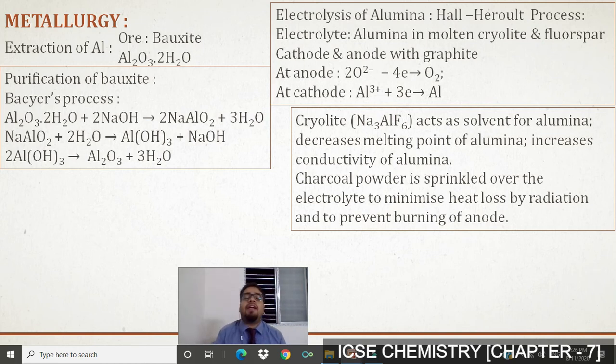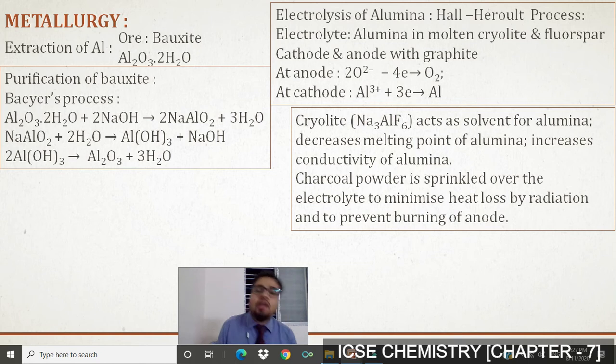Because as you can notice, at the anode oxygen is being produced, so chances are that the graphite anodes can react with that oxygen. So the graphite can be consumed because of the reaction with oxygen. That is why the graphite anode should be periodically replaced. And a series of graphite rods are used to increase the conductivity.